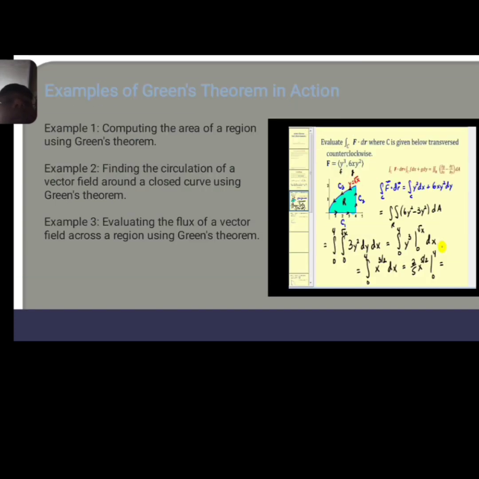Examples of Green's theorem in action. Example 1: computing the area of a region using Green's theorem. Example 2: finding the circulation of a vector field around a closed curve using Green's theorem. Next, example 3: evaluating the flux of a vector field across a region using Green's theorem.